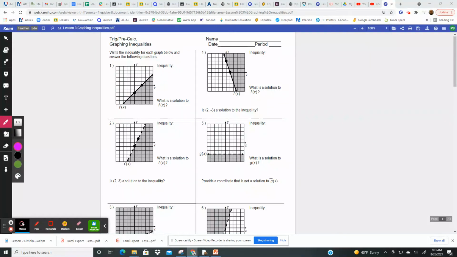All right, so we are looking at graphing inequalities, because remember this unit is about linear functions, and inequalities can be used using function notation. All right, so let's take a look.